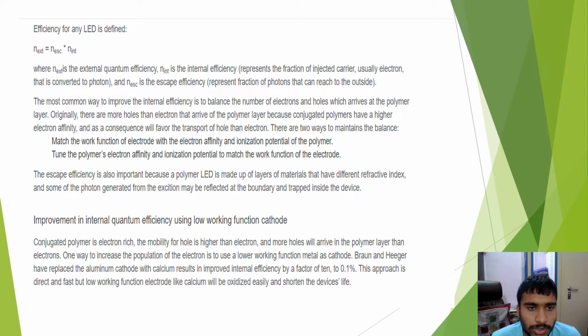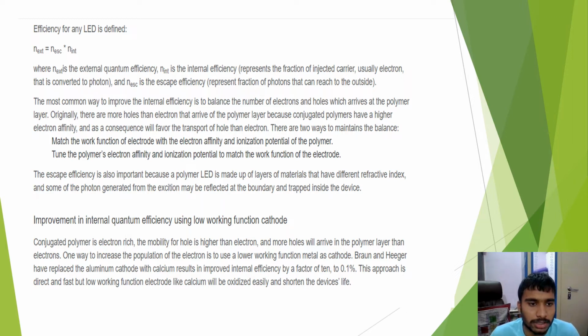The most common way to improve the internal efficiency is to balance the number of electrons and holes which arrive at the polymer layer. Originally, there are more holes than electrons that arrive at the polymer layer because conjugated polymers have a higher electron affinity, and as a consequence will favor the transport of holes over electrons. There are two ways to maintain the balance: match the work function of the electrode with the electron affinity and ionization potential of the polymer, or tune the polymer's electron affinity and ionization potential to match the work function of the electrode.